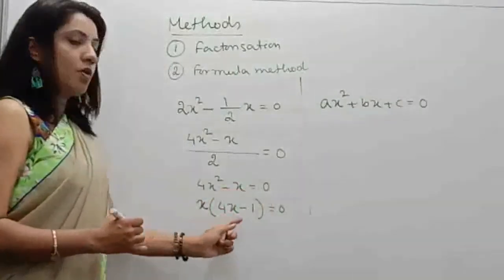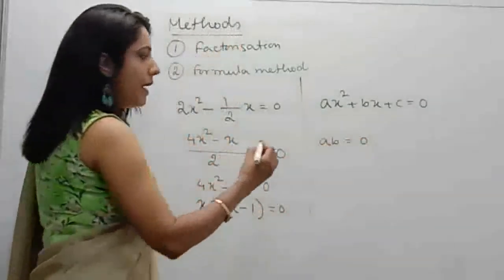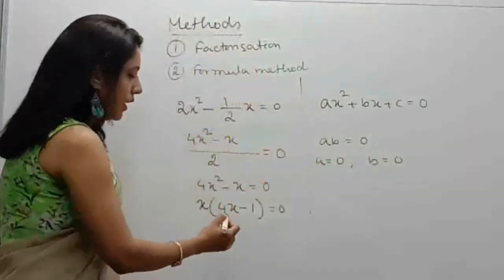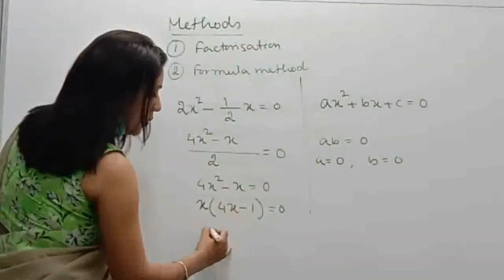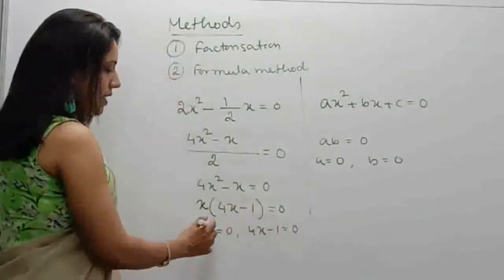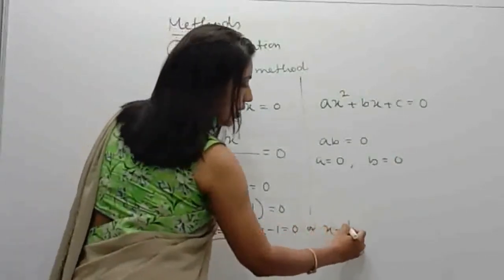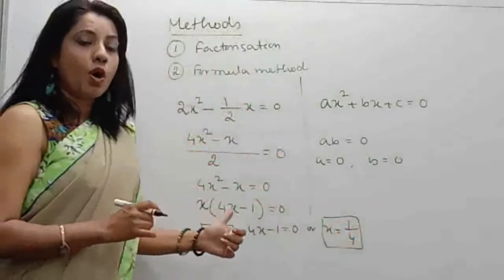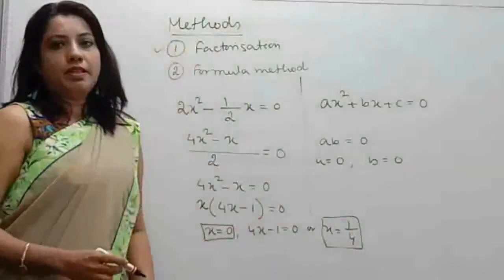We get two factors here. When a into b equal to 0, then we can make each of them 0, that is a equal to 0 and b equal to 0. So we get two factors whose product is 0. We can make x equal to 0 and 4x minus 1 equal to 0. So x equal to 0 is one answer, and from here we get x equal to 1 upon 4. This is the other answer. So this is the way we can solve the quadratic equation and find the value of x by the factorization method.